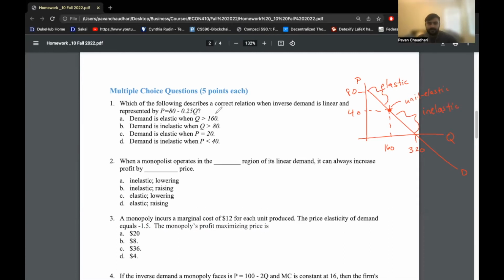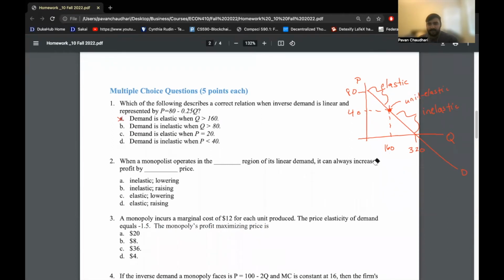Okay. And so then we're just able to solve this problem, right? So we see when demand is elastic, when Q is greater than 160. So let's check, right? Q of 160 is here, and greater than 160 means to the right. So we look to the right and we see, oh, that's not the elastic, that's actually the inelastic region. So that's wrong, right?